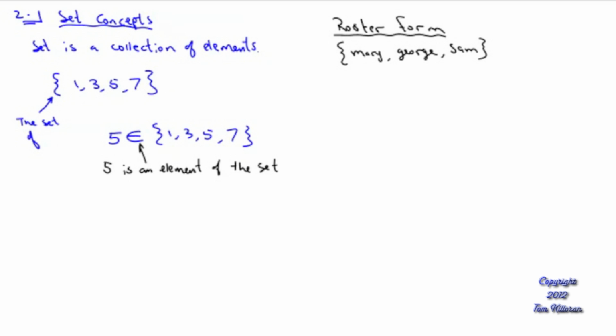So I have the set of, remember the squigglies are read the set of, so this is the set of Mary, George, and Sam. So it becomes a set of elements, and the elements are Mary, George, and Sam. Pretty easy, right?